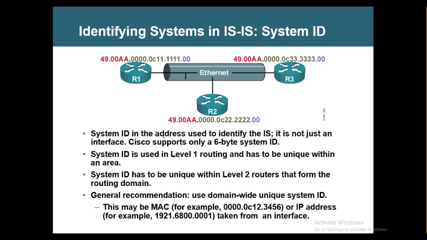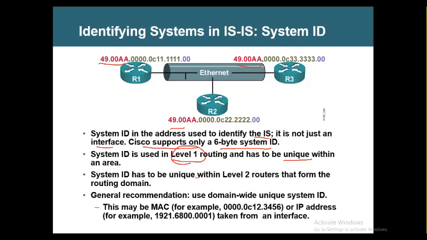Identifying systems in ISIS. Here they are talking about the system ID. All routers are in the same area, 4900AA. System ID is an address used to identify the intermediate system, meaning the router. It is not just an interface. Cisco supports only 6 bytes of system ID. System ID is used in level 1 routing. We spoke about this already. System ID is unique within an area.